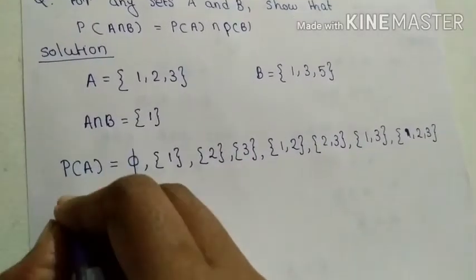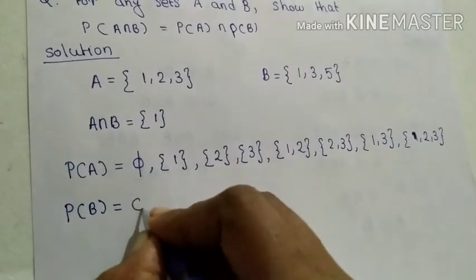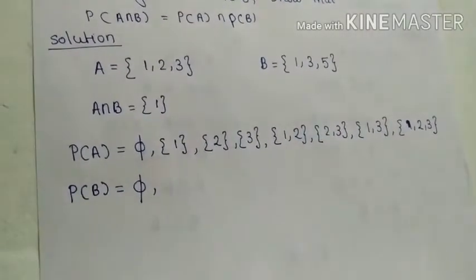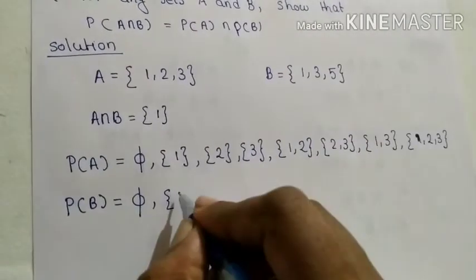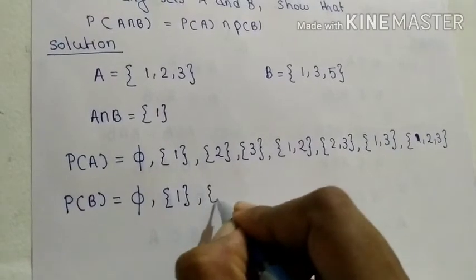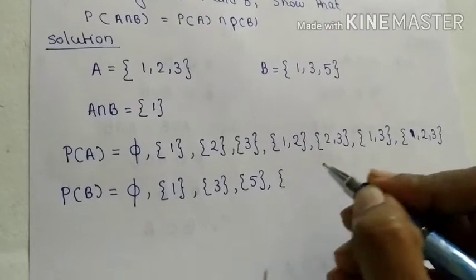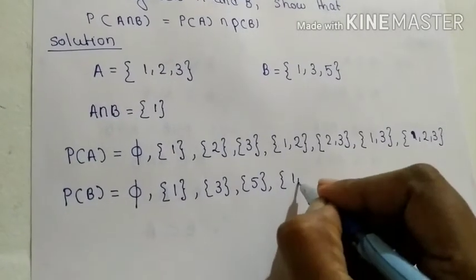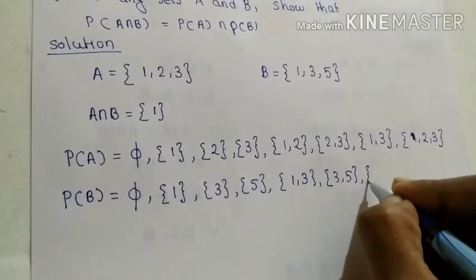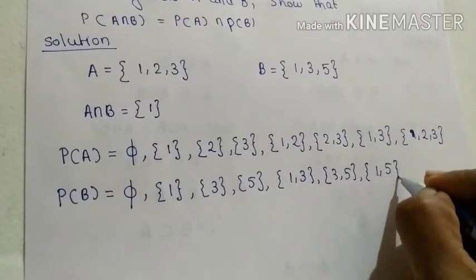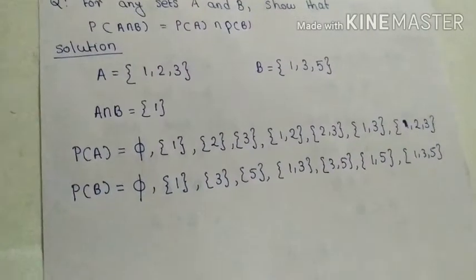Okay. Next we need to find P of B. Starting with the null set. Next we write the singleton sets {1}, {3}, {5}. Next the sets containing two elements, starting with {1, 3}, {3, 5} and {1, 5}. The last one is our set B itself, {1, 3, 5}.